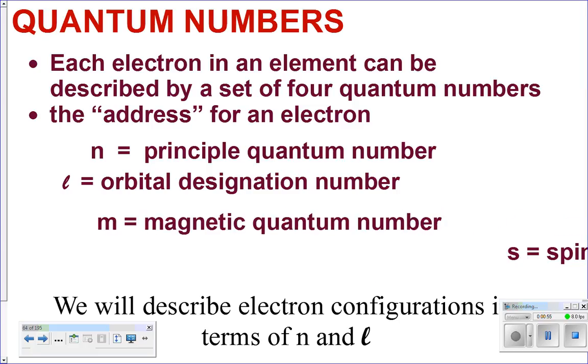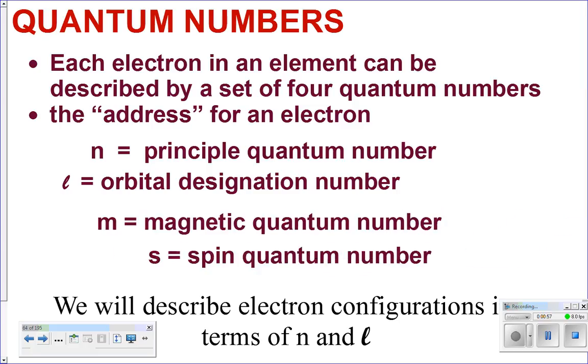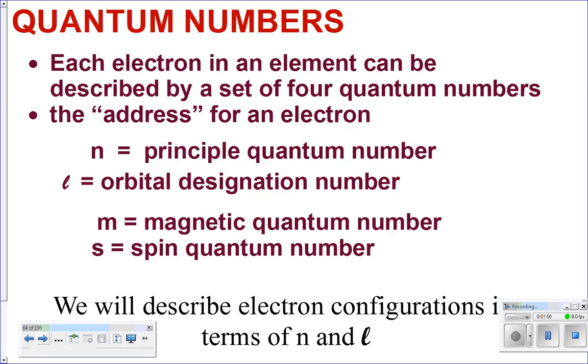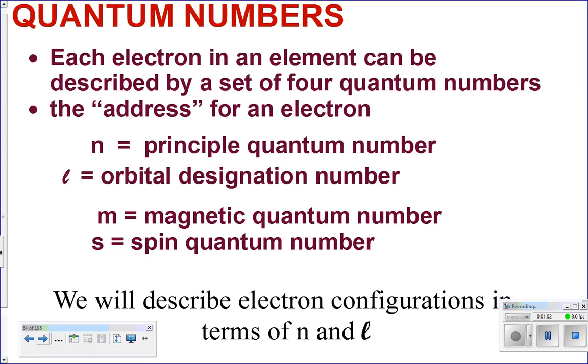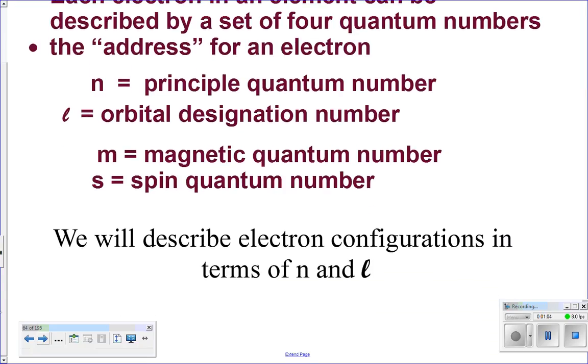There's also something called the magnetic quantum number and the spin quantum number. These are not quite as important to us at this level, although when we draw diagrams, we will be careful with the spin by making our electrons face different ways. So most of our description will be in terms of N and L, or principal and orbital designation.